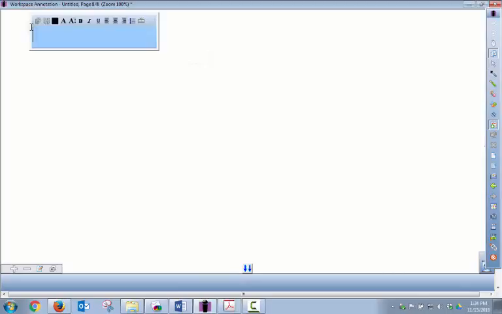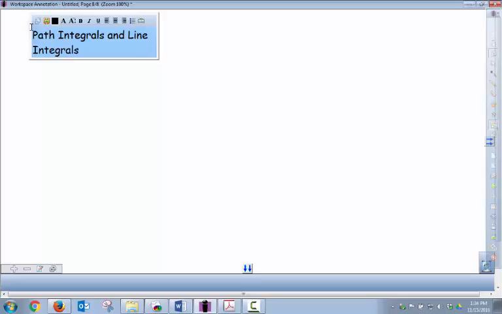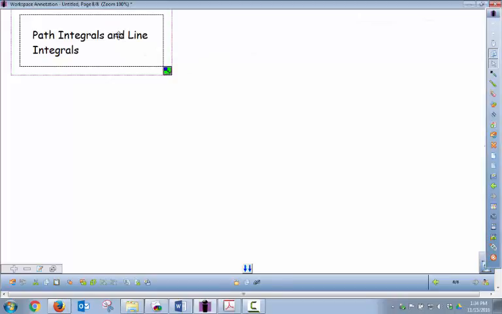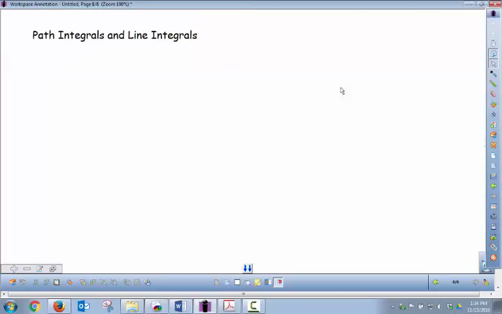Let's go into our next section, line integrals. Now, the book calls it line integrals, but I think I want to make a distinction between two types of integrals, because I'd like to keep them separated because the form of the integral itself is different. So let's take a look at path integrals first.